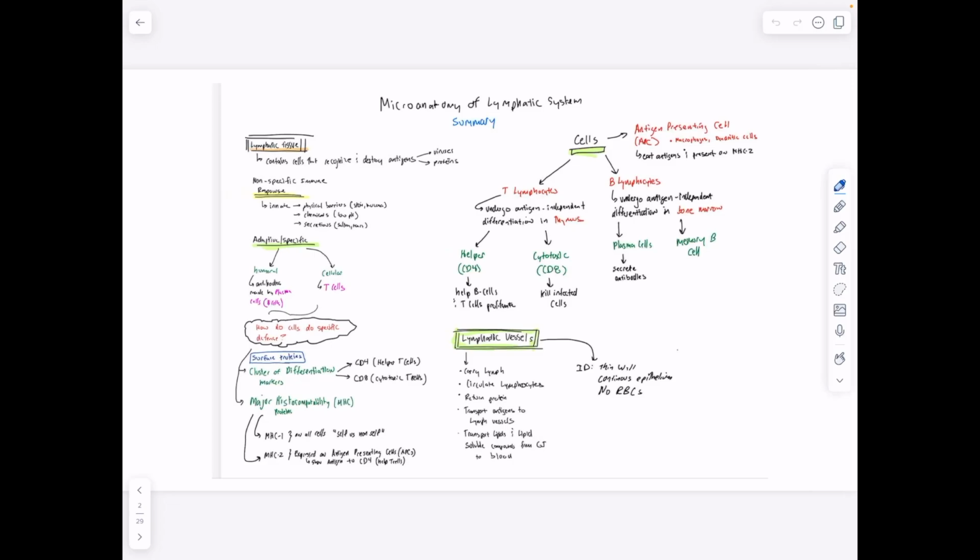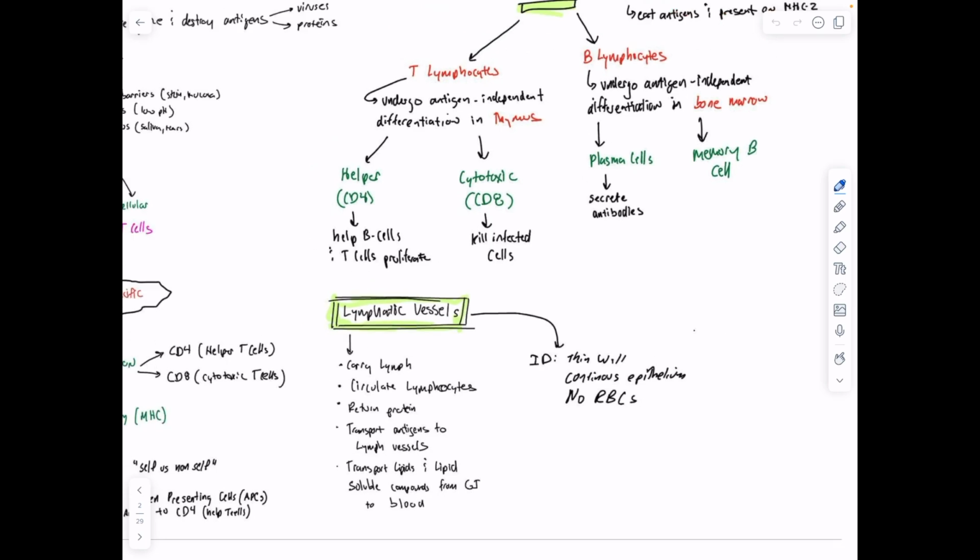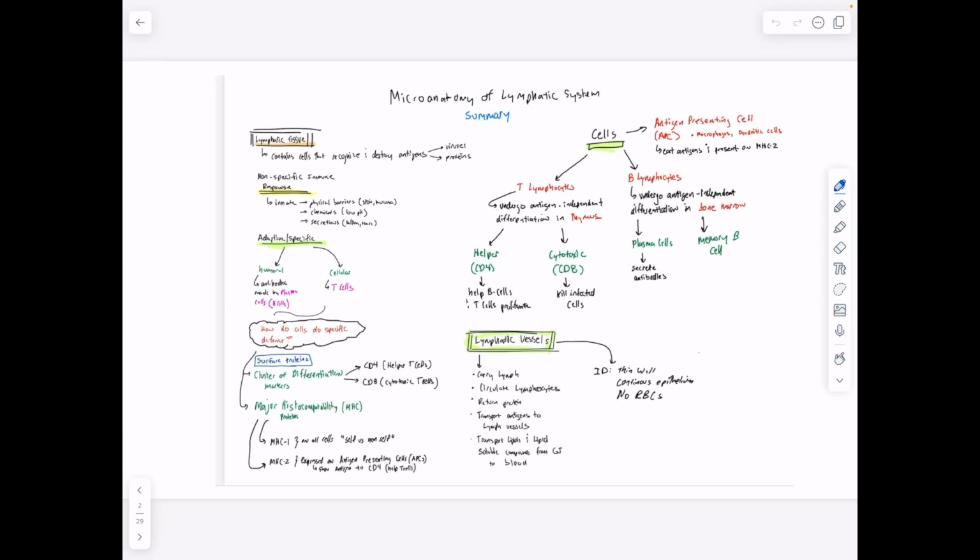The lymphatic system is going to carry lymph, circulate lymphocytes, return proteins, transport antigens to lymph vessels, and then transport lipids from the GI tract to the blood. And when we're looking at the vessels, they're thin-walled, continuous, with no red blood cells. All right, then we're dealing with the cells here.